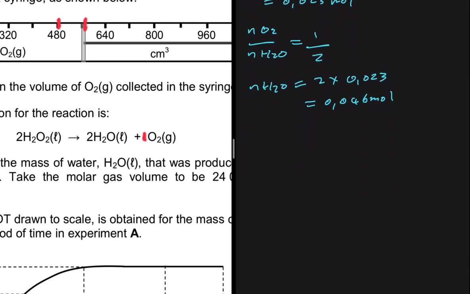So now let's go ahead and find the mass. We know that the number of moles is equal to the mass divided by the molar mass. So the mass will be equal to the number of moles multiplied by the molar mass. What is the number of moles again?